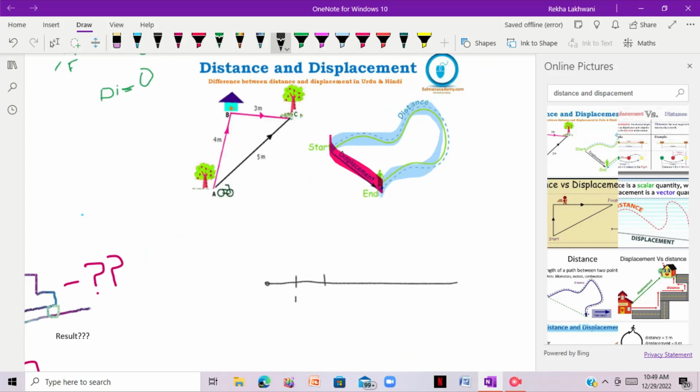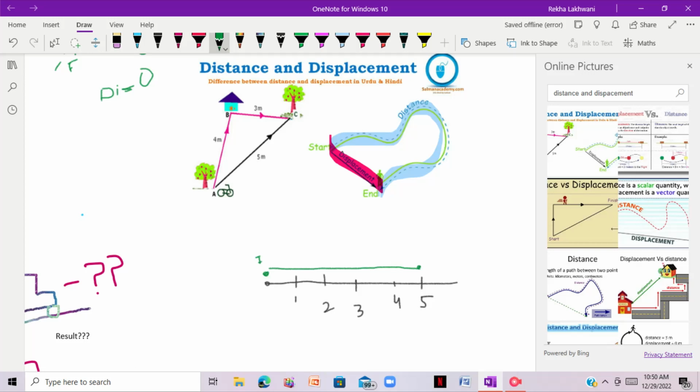But what if I am moving from here, and now I'm coming back, and I have stopped over here? Now this is my final position. It means that my distance has now increased, right? Before, my distance was 5, now it has increased: 5 plus 2 is equal to 7. Now my distance is equal to 7.